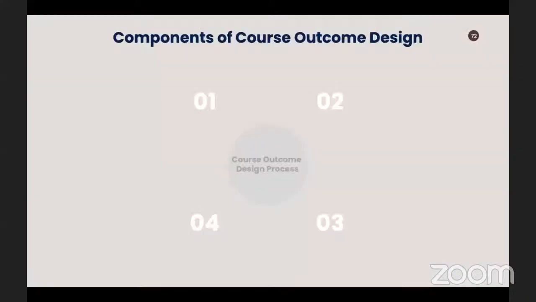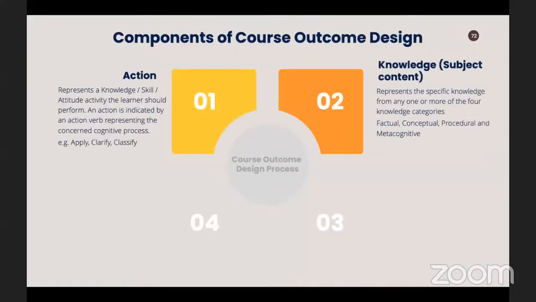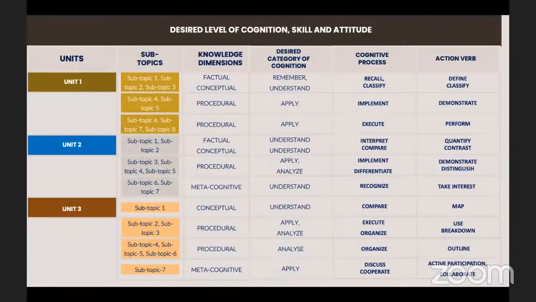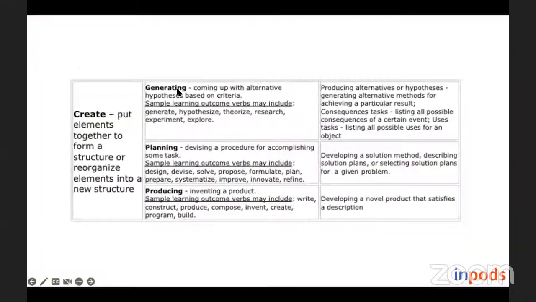What is the second component? The second component is knowledge, the subject content. It represents the specific knowledge from any one or more of the 4 knowledge categories: factual, conceptual, procedural, metacognitive. We have already done that. Specific knowledge from one or many topics, right? So we have already achieved this. We have identified these subtopics which are related to this knowledge dimension. So the first part of the course outcome statement is identified. The second part of the course outcome statement is also identified by us. So the first 2 are done.